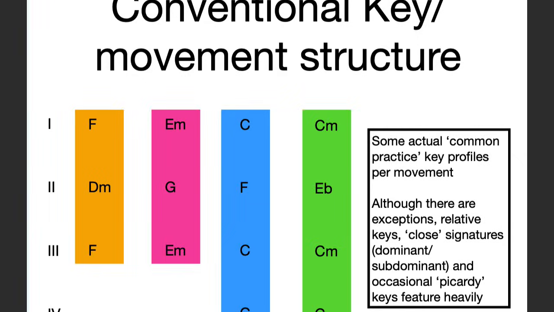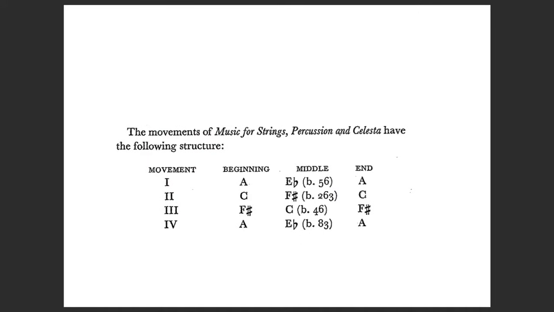However, music by Bartók exhibited a really individualistic key structure. For example, this one here has a movement in A major, one in C major, one in F sharp major, and another in A major. It's not arbitrary though, that you can see that there is some structure there, particularly when you look at the middle sections of each of those movements, which seem to be in tritone relationships. What's going on?